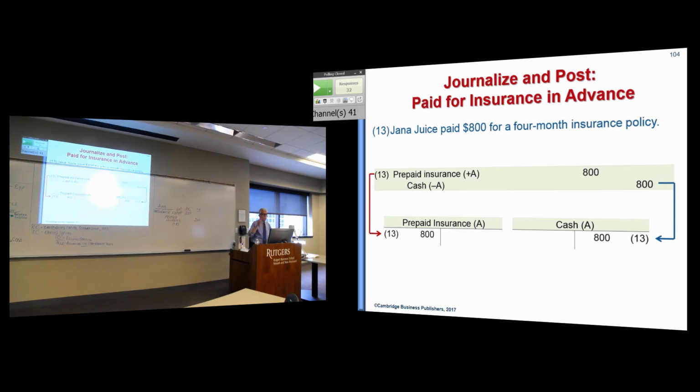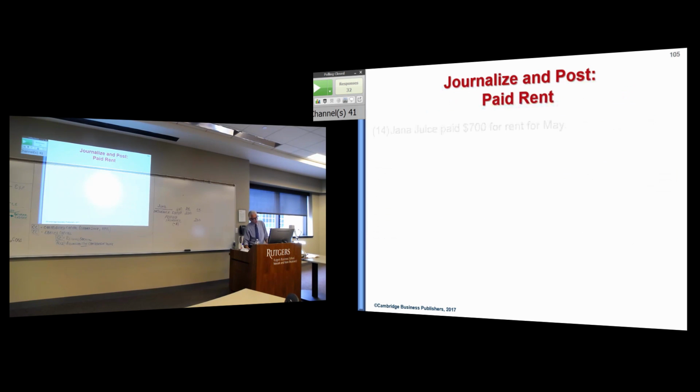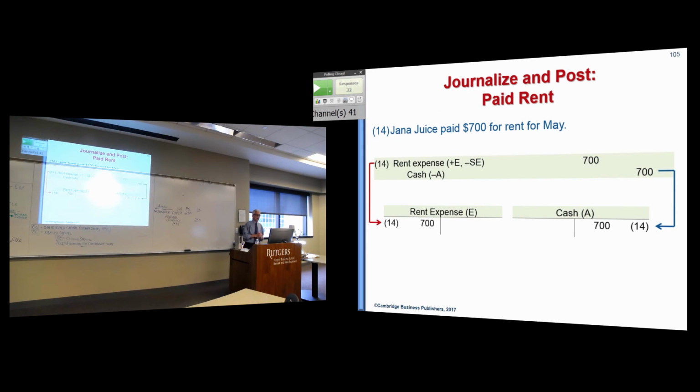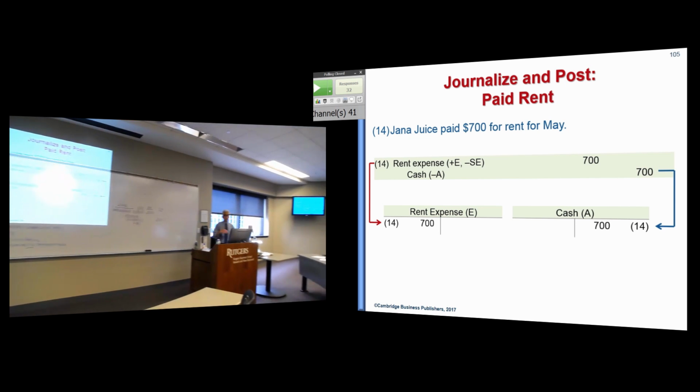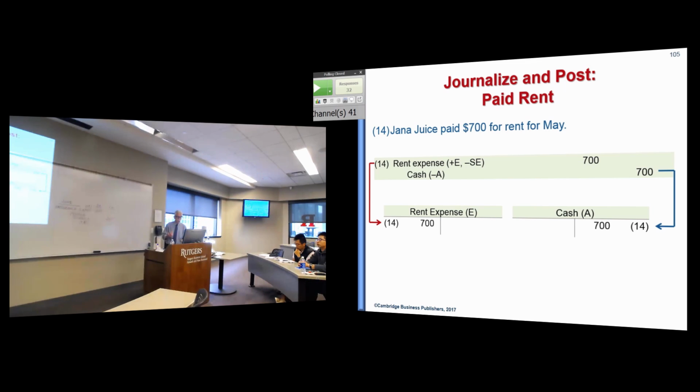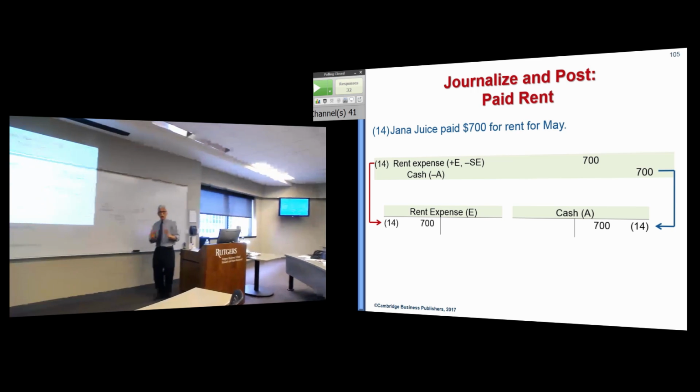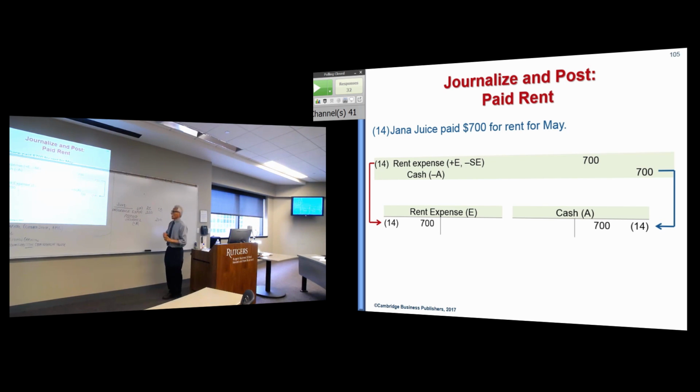This one said paid $800 for a 4-month insurance policy. The next transaction, 14, says they paid $700 rent for May. That means they paid rent for the month and it's going to expire. So if you paid $700 here in May for the month of May, it's going to expire, so you might as well record it as an expense immediately. You just have to watch the language, and that's going to come with doing a lot of these questions. So here you debit rent expense, and of course you credit cash.